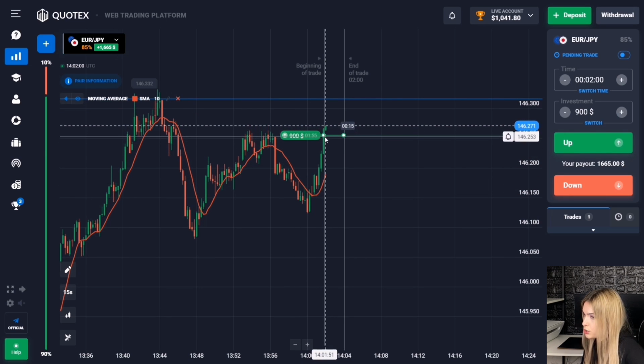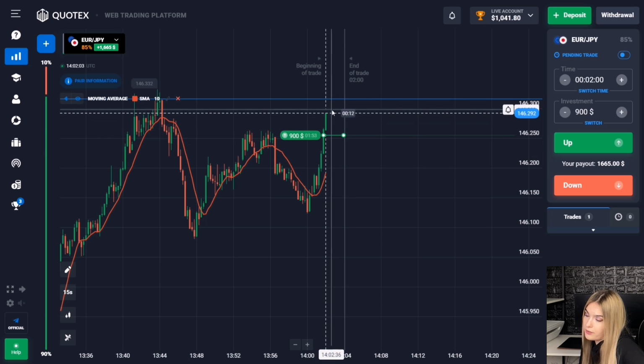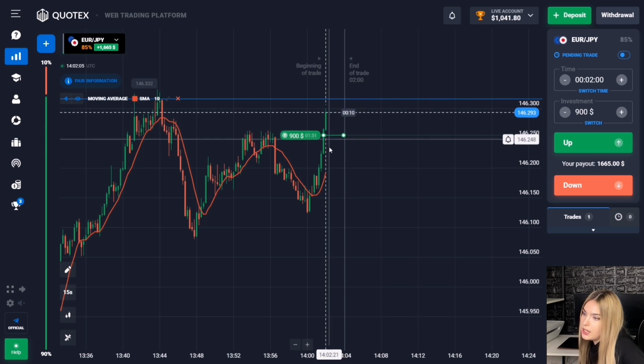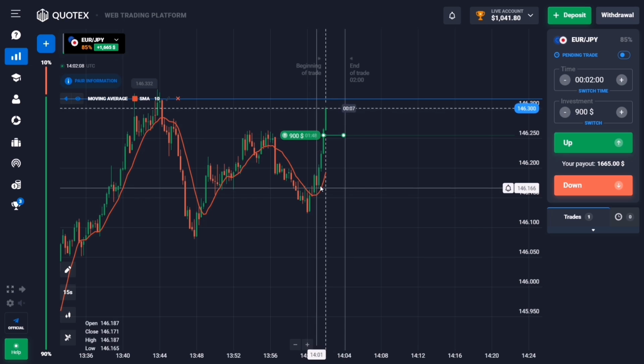The price has an extra potential for going up. I think that we will have time to work with you on this upward movement. So guys, let's wait for the result.